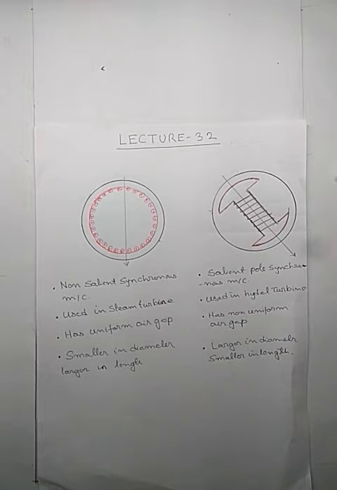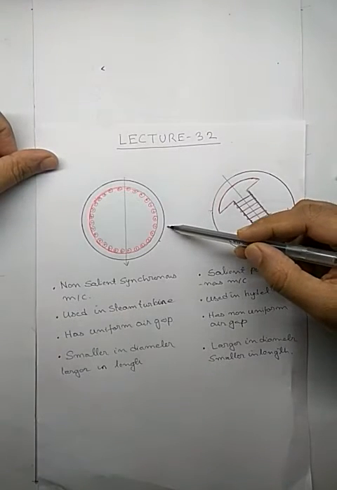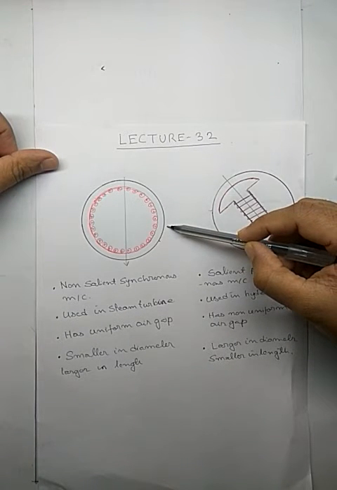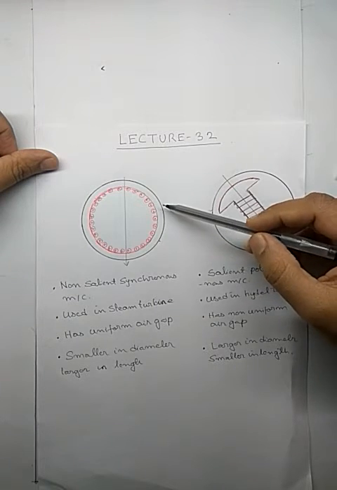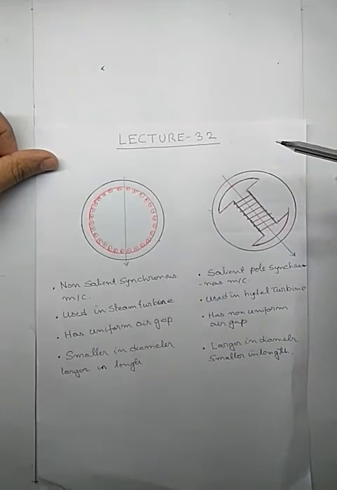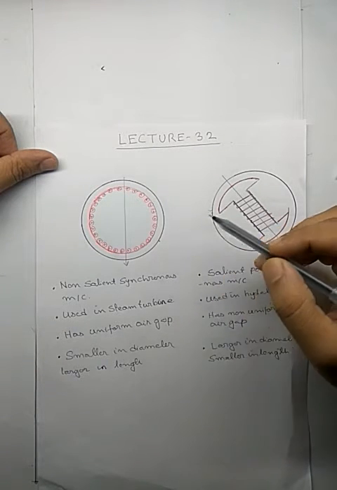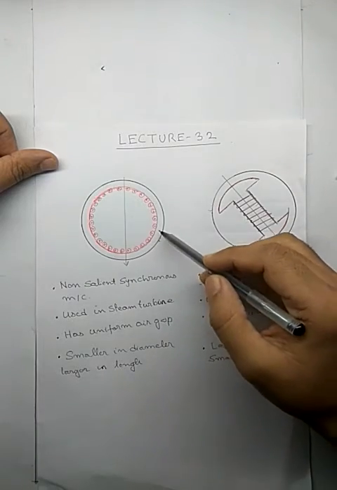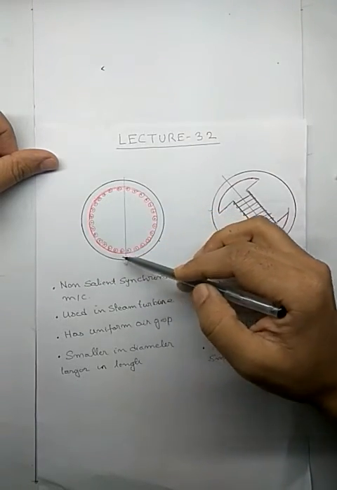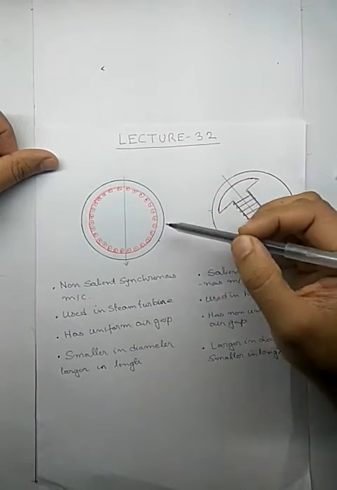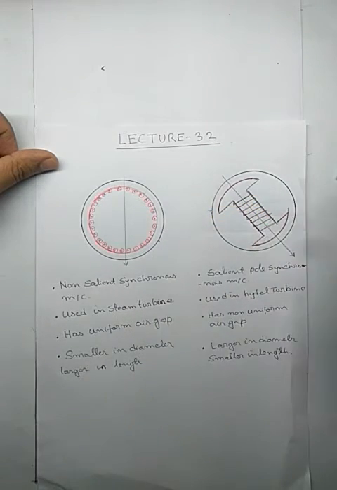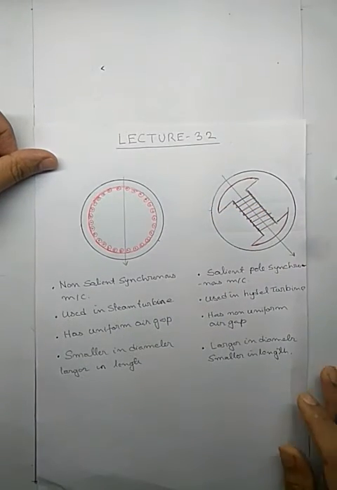We said that this is a non-salient pole machine. This is basically used in a steam turbine where the rotor rotates at a higher speed. It basically has two poles, so it rotates at 3000 rpm, and since it has only two poles, the rotor is a cylinder. It has a small diameter and is long in length.